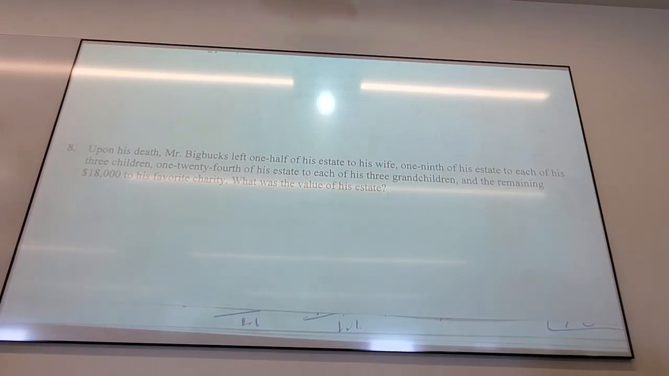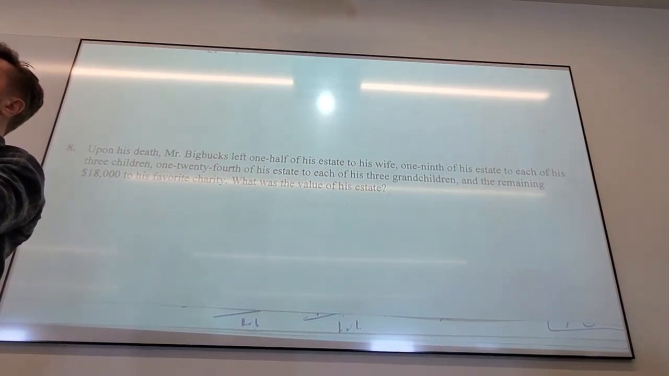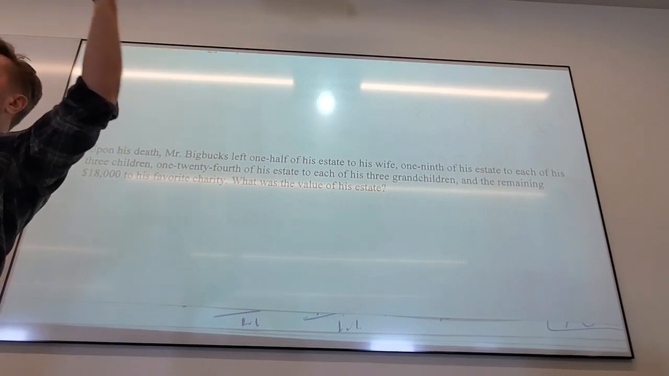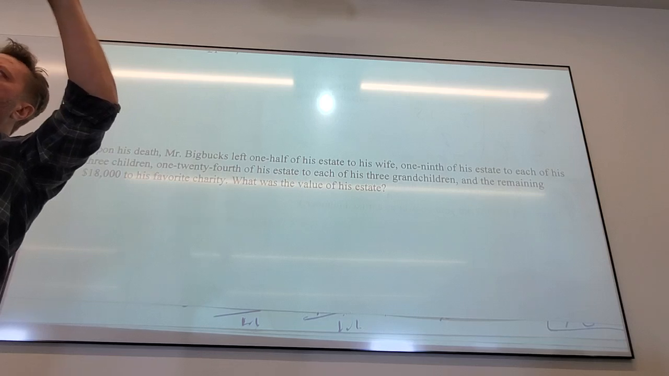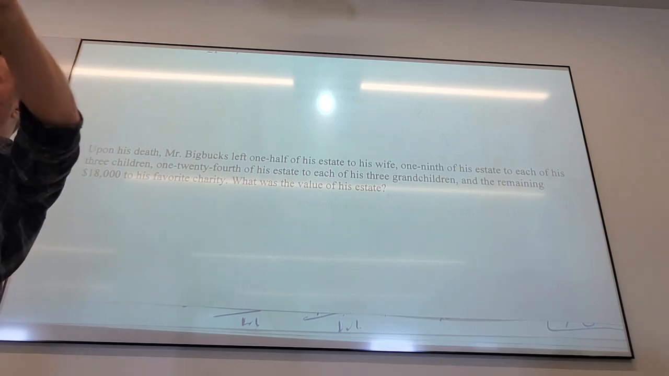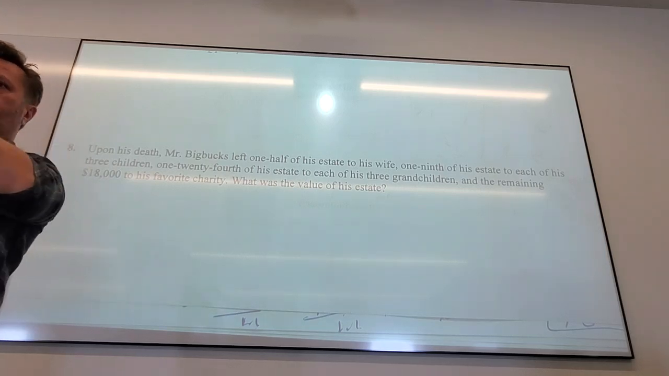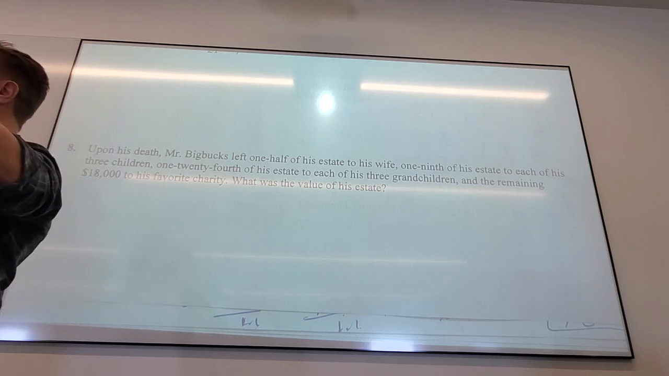How'd you do it? I wrote down the fractions as they were going, so like 1/2. Whatever his estate is, he gave 1/2 of it to his wife, 1/9 to each of his 3 children. So what total amount went to his children? 1/3. So you kind of added those up as you went? Yeah. Which makes sense.